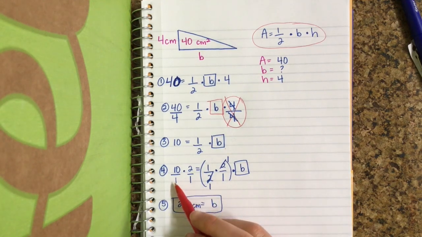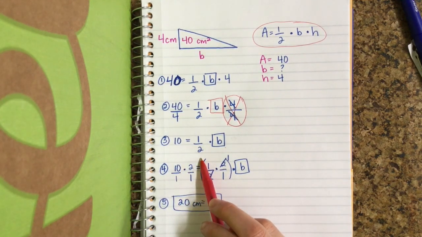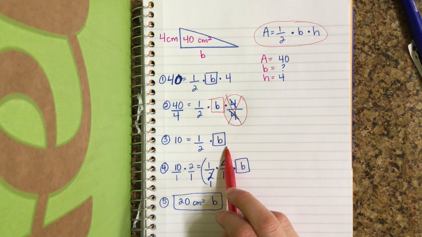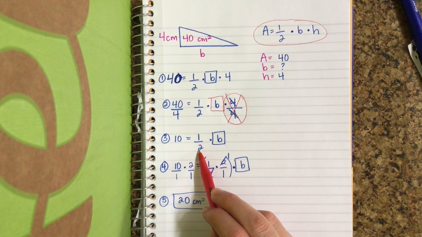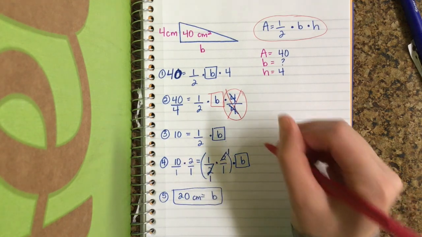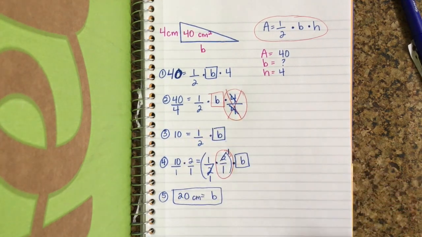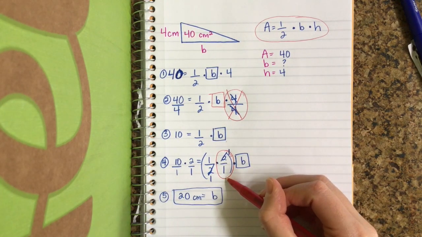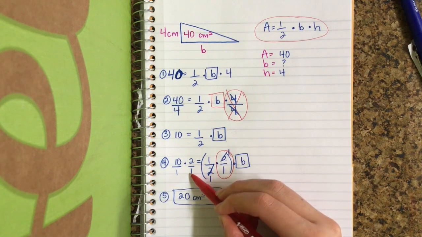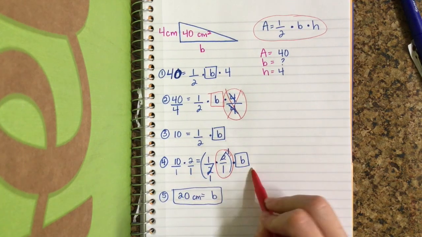Next, we were left with 10 equals 1/2 times B. We needed to get B by itself. So instead of dividing by 1/2, we multiplied by the opposite reciprocal, which was 2 over 1. So we multiplied by the opposite reciprocal here. We have to multiply by it over here to get B.